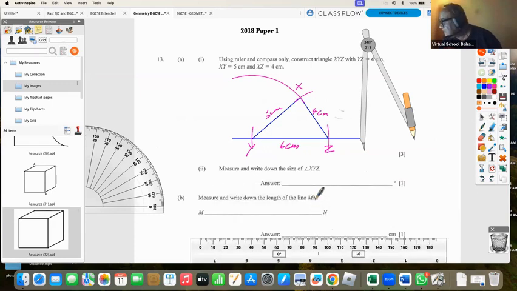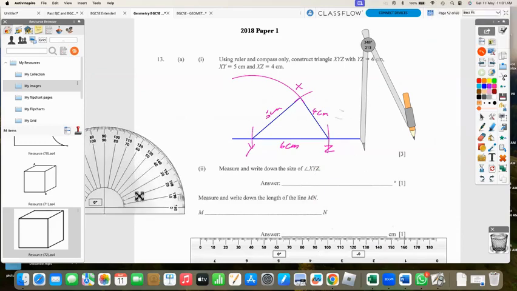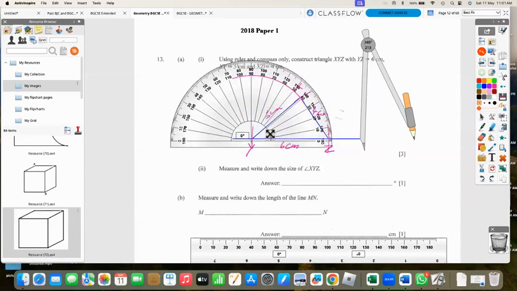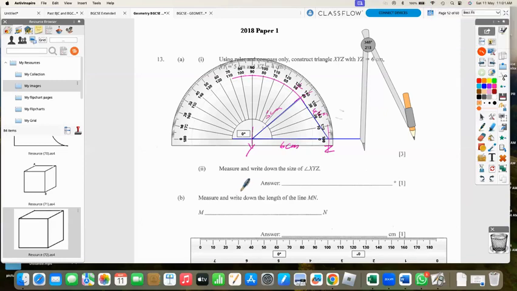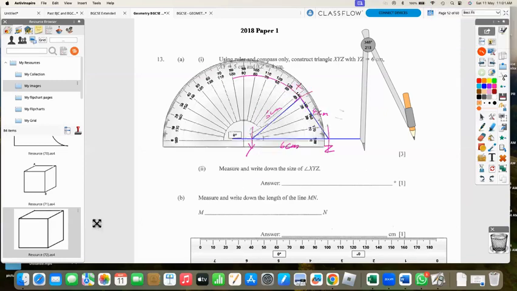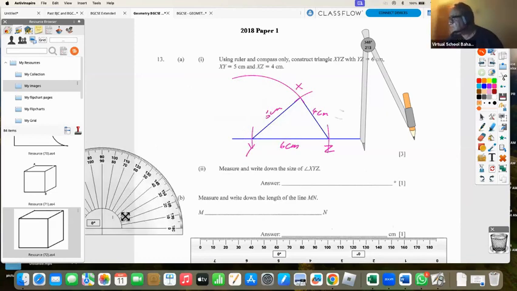Measure and write down the size of angle XYZ. So which angle are we measuring? Y. What is our measurement there? 40 degrees. Or if you put 41, you can still get it right. You can be up by 1 or down by 1. So 40 degrees. And the next one is to measure and write down the length of the line MN.